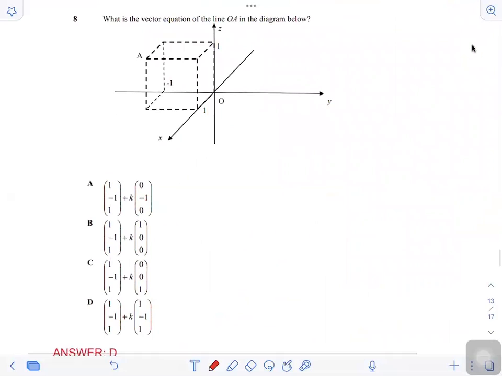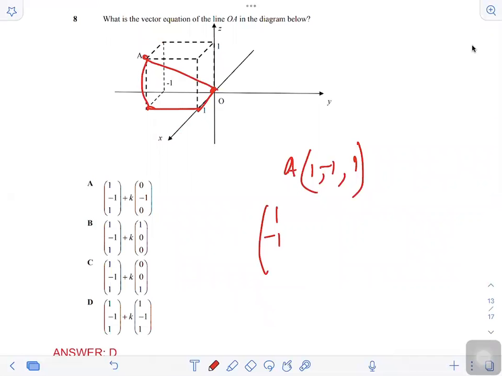Okay, just looking at this, what is the vector equation of the line OA in this diagram? So you've got OA, which is here. All that it would be is, what does that point A represent? If you look at the x value, you go across 1. The y value, you go back -1, and then we go up +1. So it's going to be (1, -1, 1). That will be the point A.